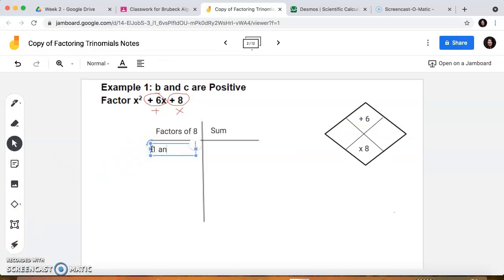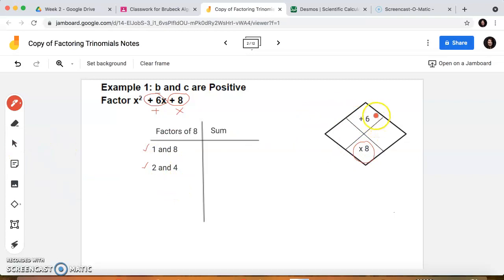Well, I can think 1 and 8 multiplies to get 8. 2 and 4 multiplies to get 8. And that's all I can think of, just 1 and 8 and 2 and 4. So those both are factors of 8. Both of these multiply to get us 8.